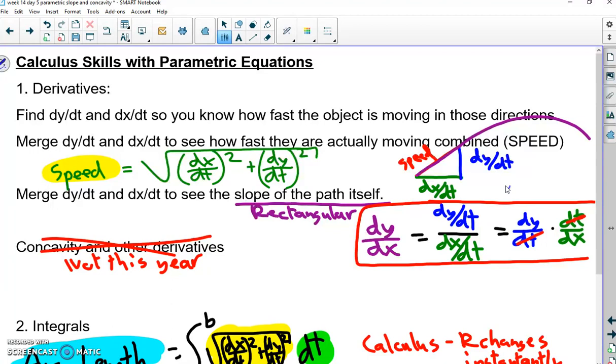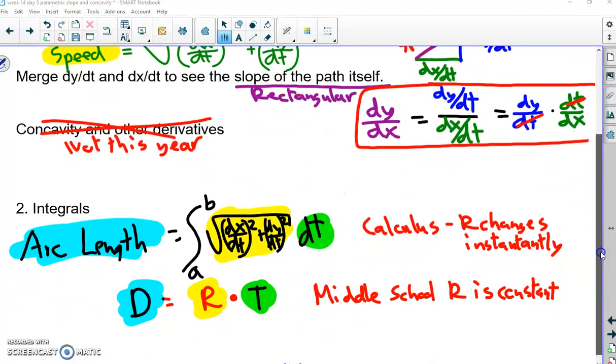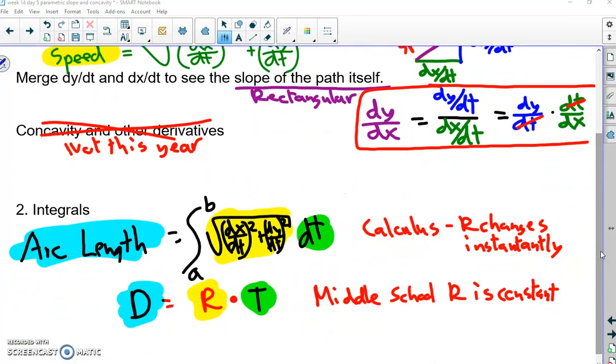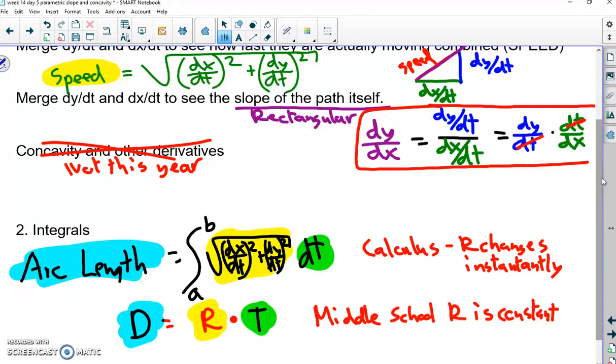And then the last one here is the integral stuff. And down low, it looks overwhelming again: some big integral of some square root of blob squared plus blob squared. You already wrote what that blob is, though, and I highlighted it in yellow. That's the speed formula. So I'm integrating speed over time.